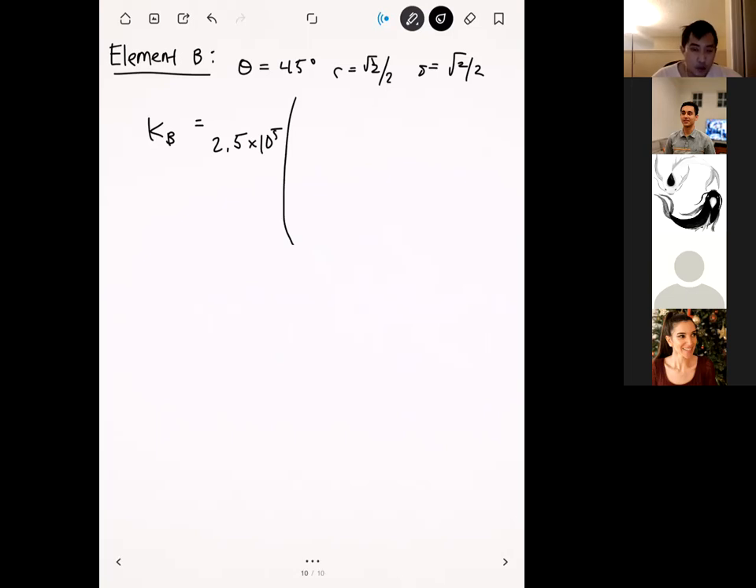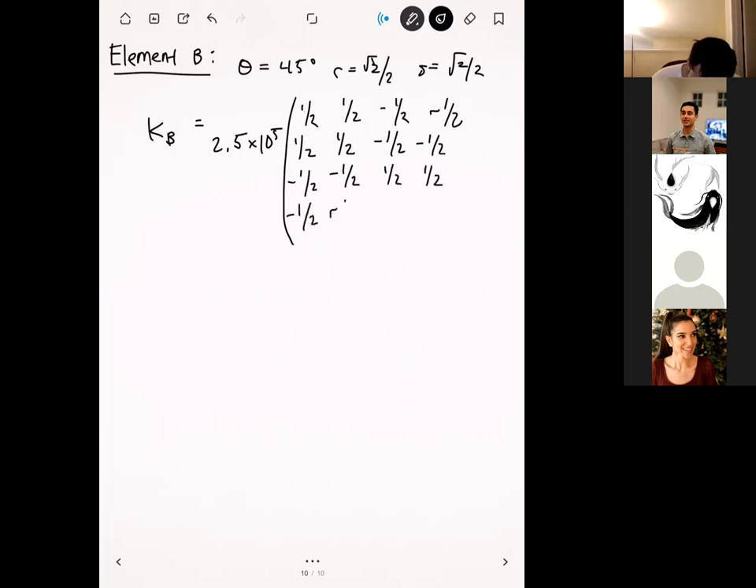And then if you plug in for the angles, you're going to get a bunch of root 2 over 2 times root 2 over 2 terms. So that's going to give you a bunch of 1/2s. So you're going to have 1/2, 1/2, minus 1/2, minus 1/2, 1/2, 1/2, minus 1/2, minus 1/2. Then minus 1/2, minus 1/2, 1/2, 1/2, minus 1/2, minus 1/2, 1/2, 1/2.